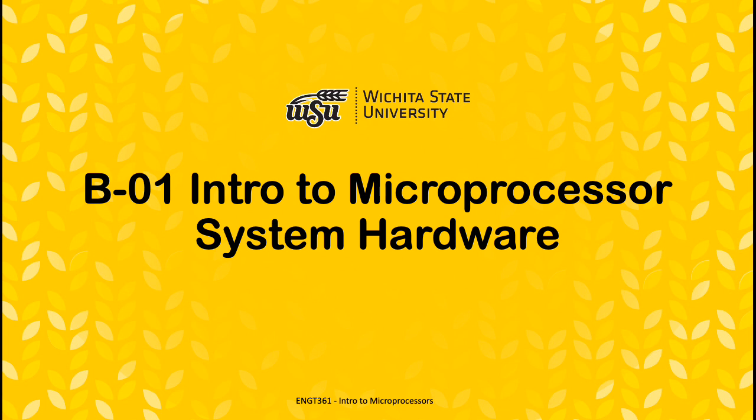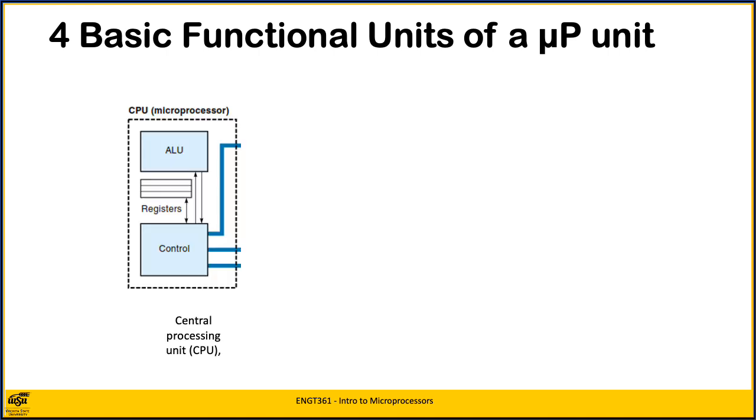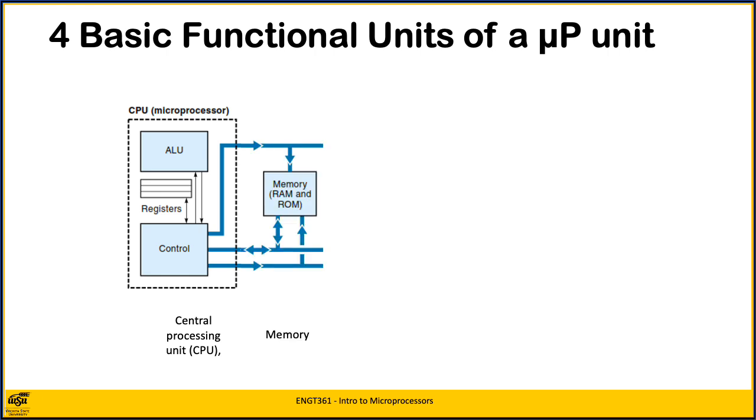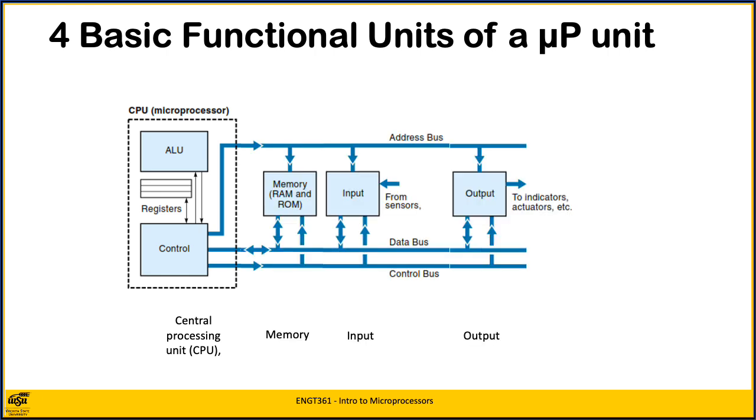We first look at the items that make up a microcontroller. This is called system hardware as opposed to the programs which are referred to as the software. A computer is made up of 4 basic functional units: the central processing unit or CPU, the memory, input and output I/O.